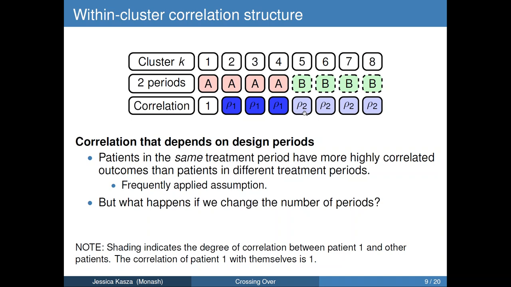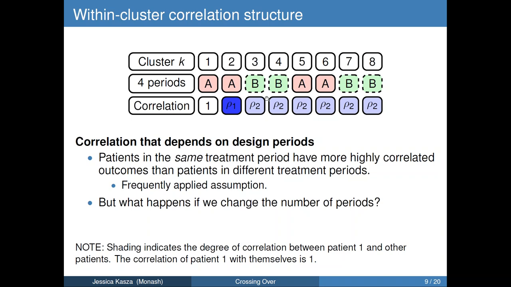And this is a really frequently applied assumption for cluster randomized trials, particularly for these two period cluster randomized trials that we consider. But what happens to this structure if we change the number of periods? Well, let's take a look. What happens if we go from a two period design to a four period design? Now we've got patients one and two receiving treatment A, while patients three and four receive treatment B, five and six A, seven and eight B. So this correlation structure tells us that patients one and two are in the same treatment period, so they're going to be correlated with this correlation coefficient of rho one. But patients one and three, for example, are now in different treatment periods, so their correlation has reduced.